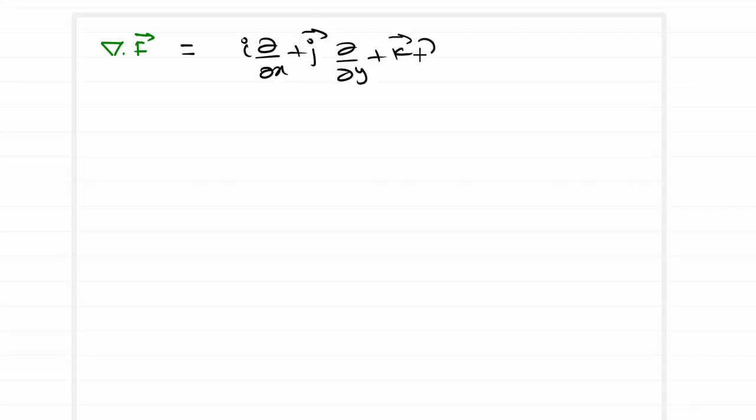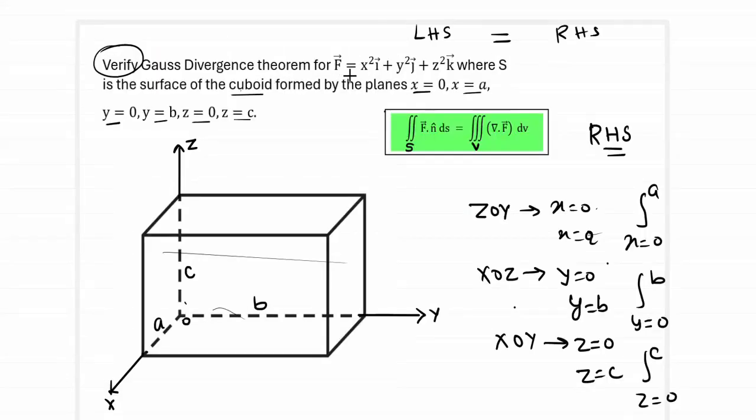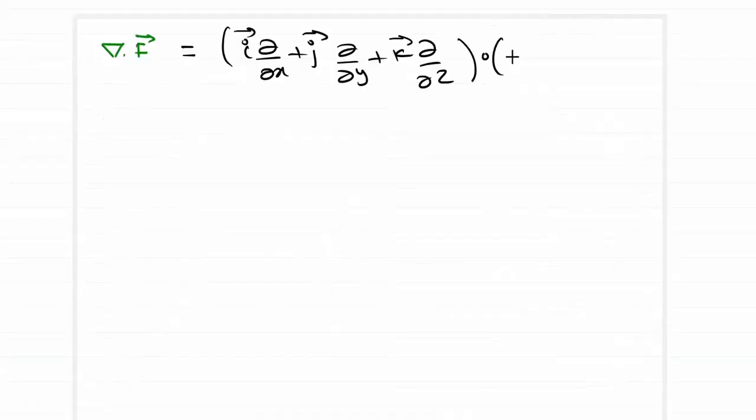What we want in the right hand side is del dot F. What is our del? Del is nothing but i ∂/∂x plus j ∂/∂y plus k ∂/∂z. So this is going to be my del. I am taking the dot product with the F vector. What has been given as F vector in the question? x squared i plus y squared j plus z squared k. So let me take the dot product with x squared i plus y squared j plus z squared k.